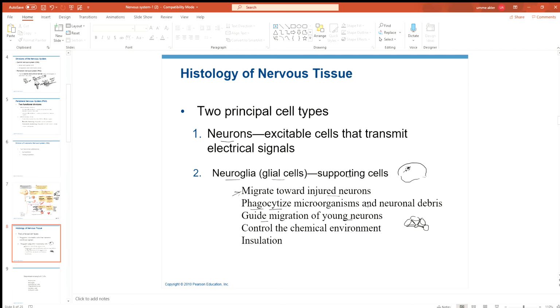Control the chemical environment by releasing some chemicals. They can regulate the chemical environment of the nervous system. Insulation, a very important function, by covering the nerves or neurons. Neuroglial cells provide insulation. Some neuroglial cells form insulation around the nerves or neurons in the central nervous system and peripheral nervous system.